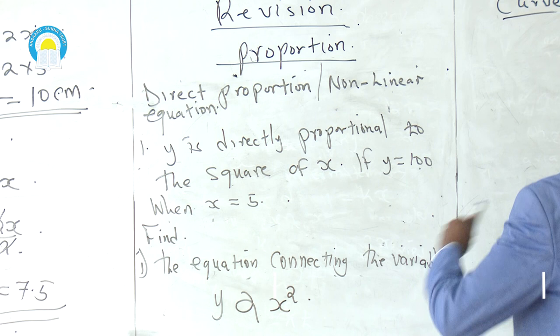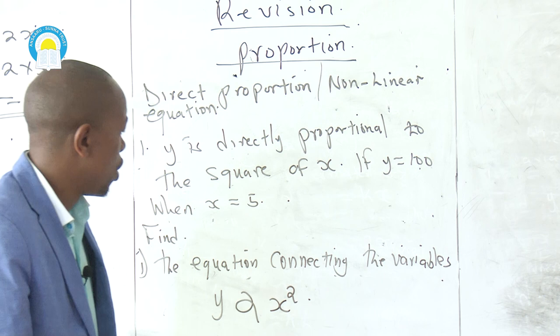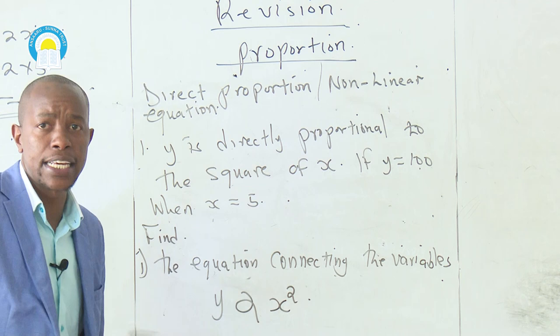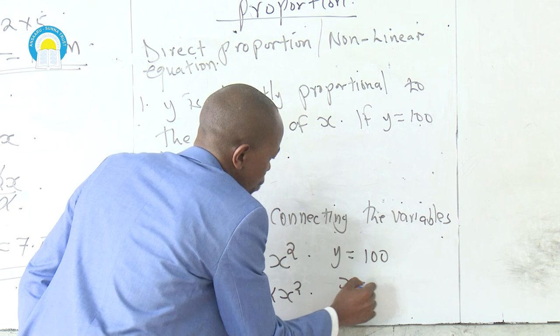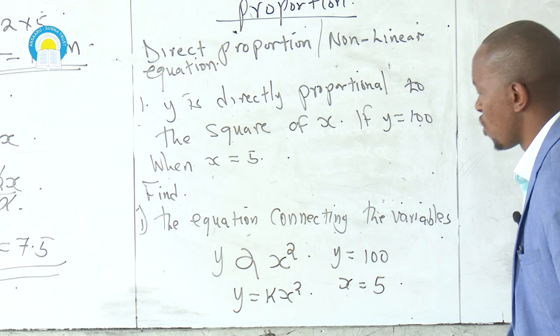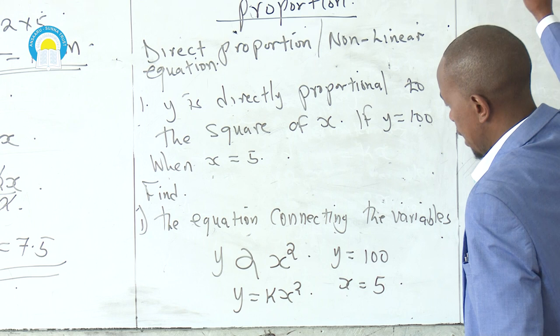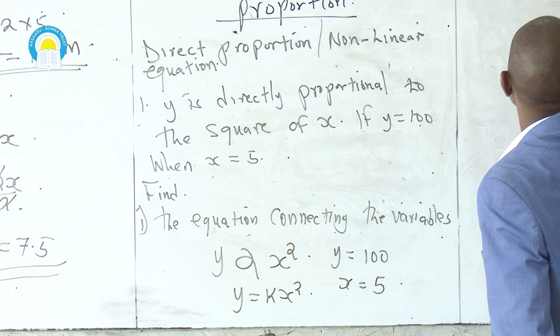Now then we introduce our constant of proportionality. Let's introduce our constant of proportionality, constant k, say y is equal to k x squared. Now, we know that y is given to be 100 when x is given to be 5. Let's substitute that so that we can find that constant of proportionality, constant k. So we will say that 100 is equal to x is 5, 5 squared times k.